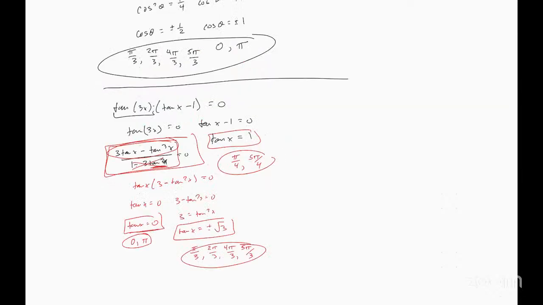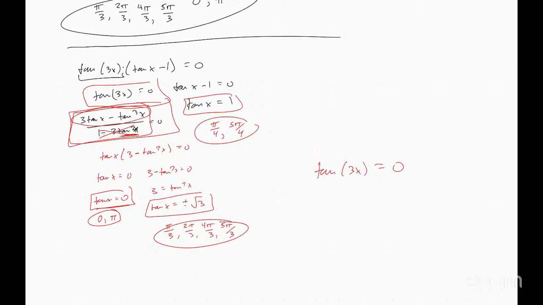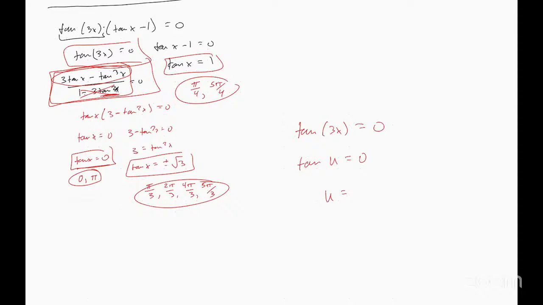How do you know when the tangent of 3x equals 0? Trying to think if there's another way you can do it. Oh, here, let's try this way. You could also do it by saying the tangent of u equals 0. And where does the tangent of u equal 0? When u equals 0 or when u equals pi, right? But remember, u was 3x. So this is when 3x equals 0 or when 3x equals pi.